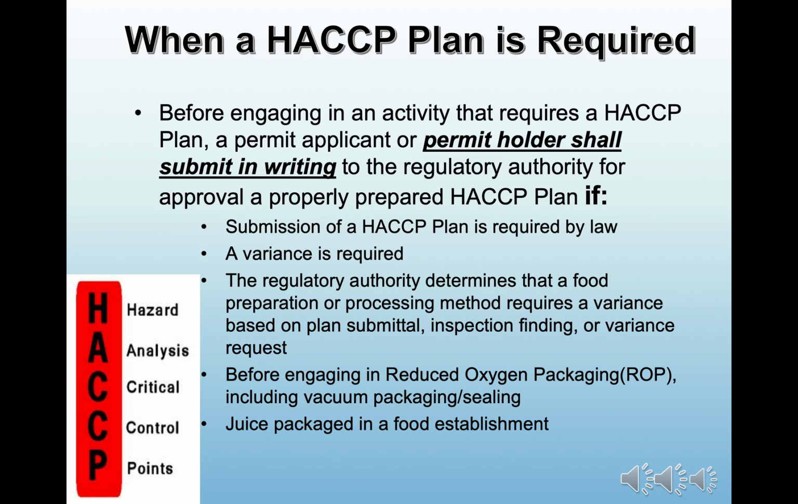You need to have a HACCP plan in place if it is required by law, if a variance is required, if the regulatory authority determines that a food preparation or processing method requires a variance based on plan submittal, inspection finding, or variance request, before engaging in reduced oxygen packaging, including vacuum packaging and sealing, and finally, if a juice is packaged in a food establishment.